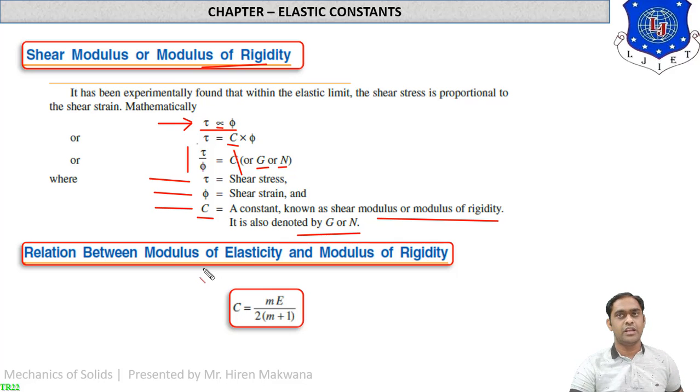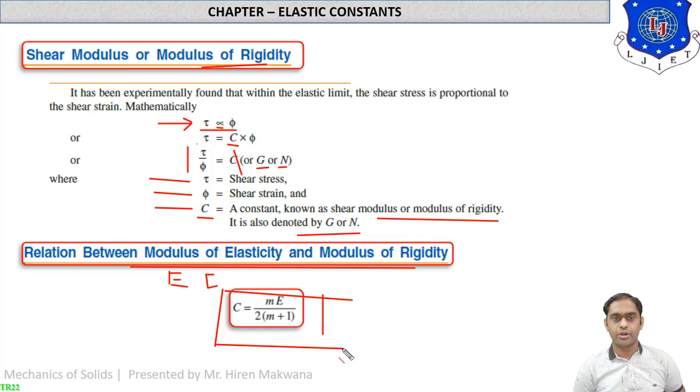And a similar type of relation is also available for this: the relation between modulus of elasticity and modulus of rigidity. Modulus of elasticity means E, while the modulus of rigidity means C. So C is equal to ME upon 2 times M plus 1. So this is the relation between modulus of rigidity and modulus of elasticity.